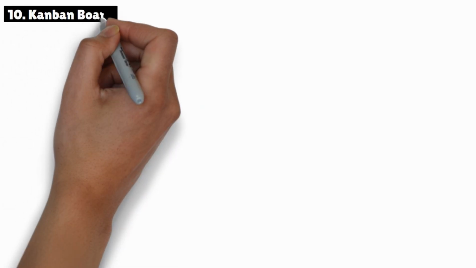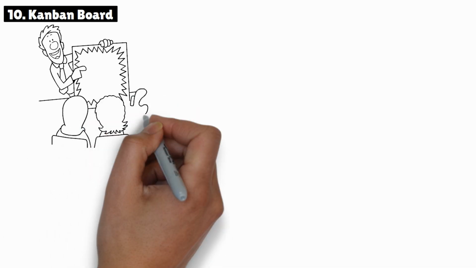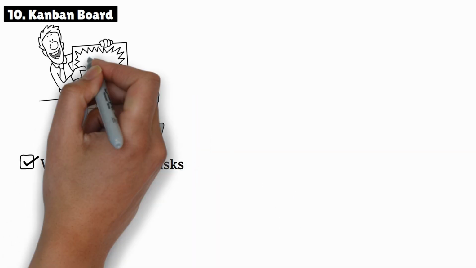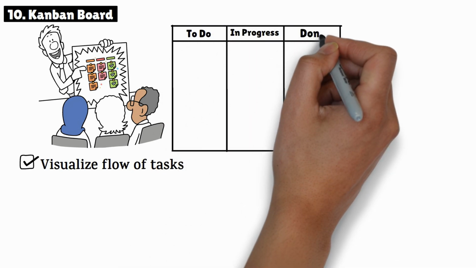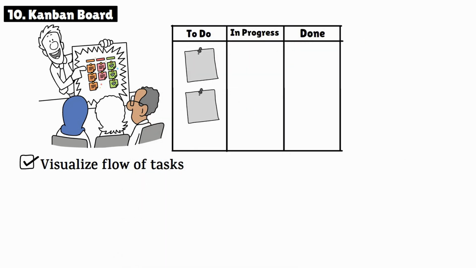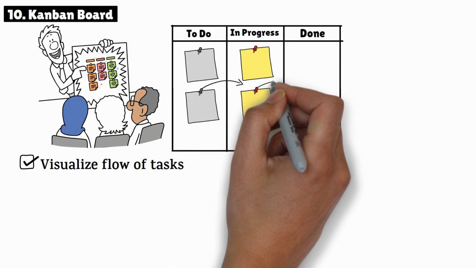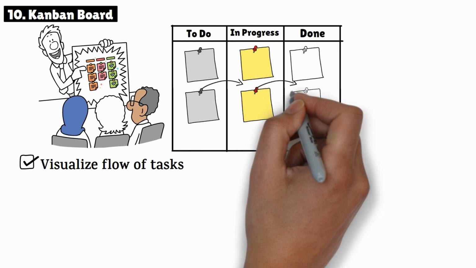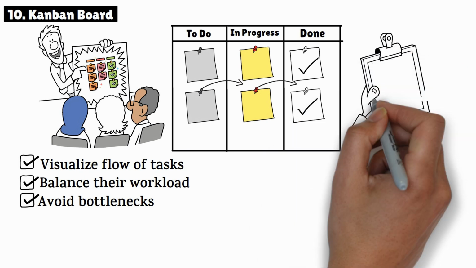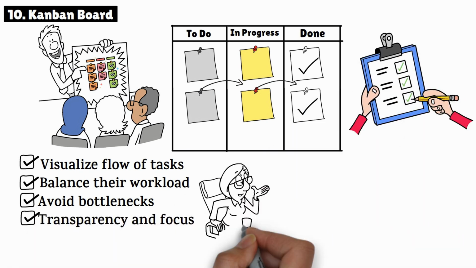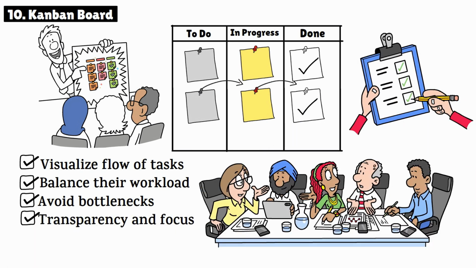10. Kanban Board. Kanban Board is a visual tool that shows the flow of tasks through different stages, typically from to do to in progress and done. Each task progresses across the board's columns, which provides a snapshot of the team's workload and task status at a glance. The board often includes limits on how many tasks can be in each stage, helping the team balance their workload and avoid bottlenecks. By visualizing work in this way, the Kanban board brings transparency and focus, encouraging the team to finish tasks before starting new ones.